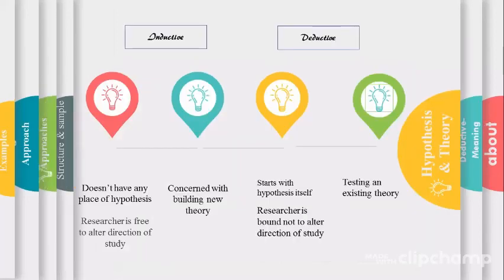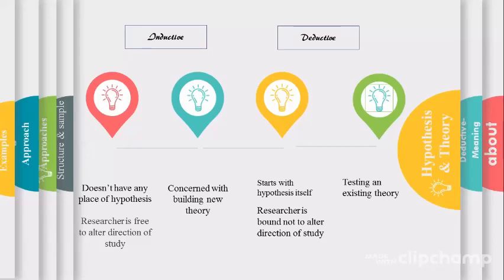Now let us see some other differences of inductive and deductive. This is based upon hypothesis and theory. So first of all, these two are inductive and these two are deductive. In the inductive approach, there is no place for a hypothesis. So when there is no hypothesis, just remember what I told you about hypothesis. Hypothesis is what? It's an aim. Hypothesis is just an idea, and the researcher works towards that idea, towards that aim.